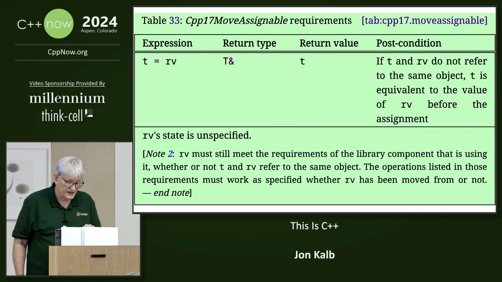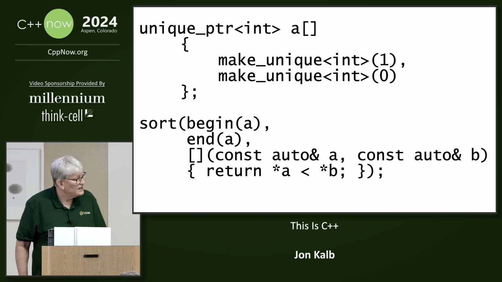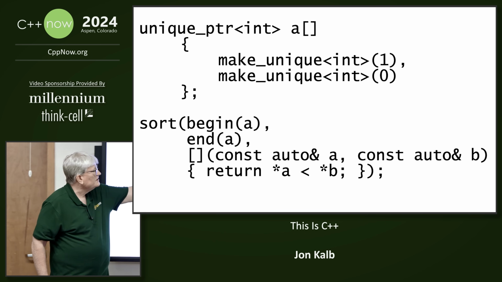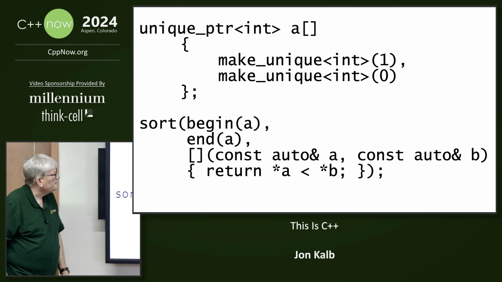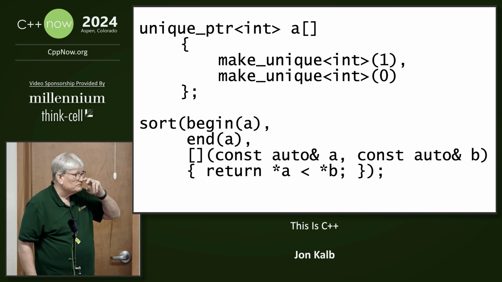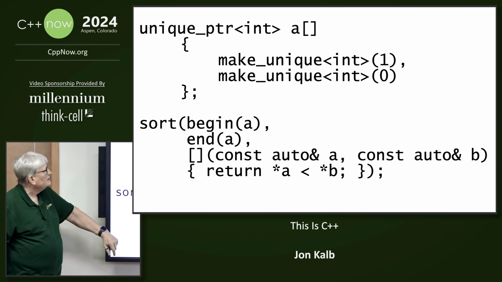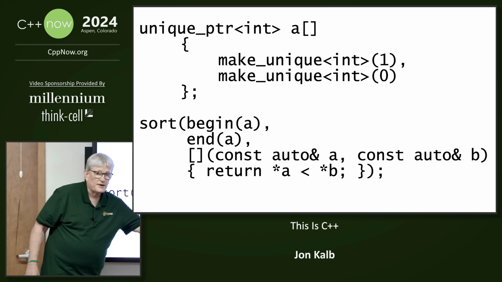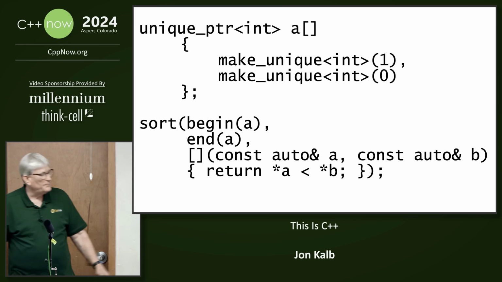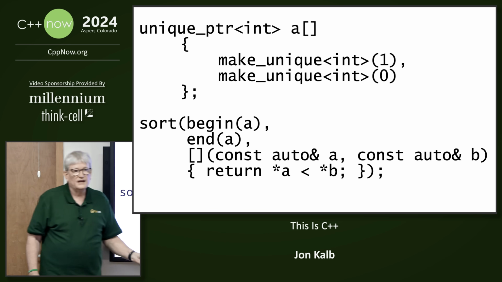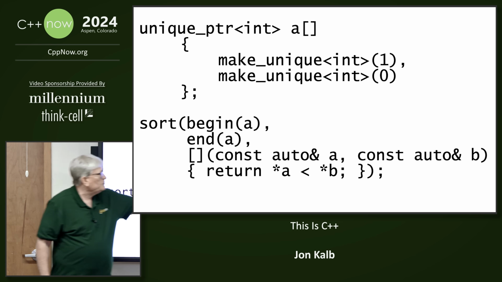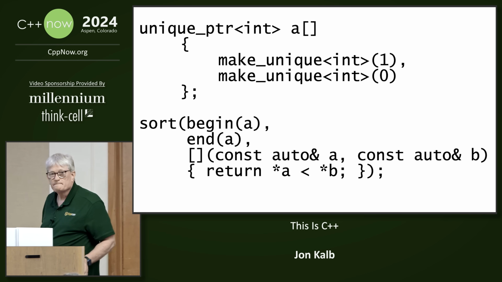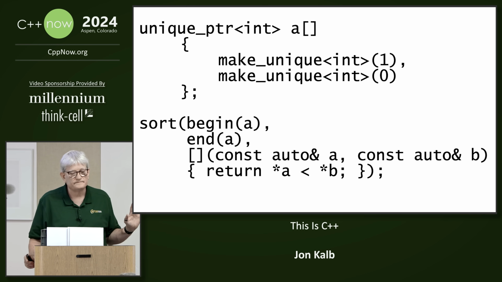Sean, who pointed this out, also provided an example. He's created an array of unique pointers, and the unique pointers are just pointers to int. Now we want to sort that array. So we pass in the begin and end for our array, and then we create a comparator. The comparator is not comparing the unique pointers, because where they are in memory is not really interesting. It's what the unique pointers are pointing to. So we are dereferencing the unique pointers. Everybody understand what's going on here? Okay.